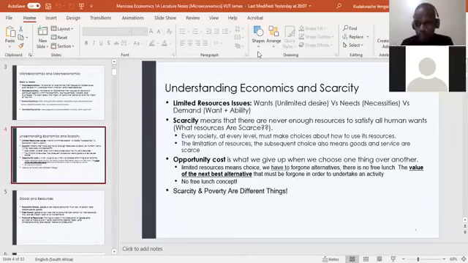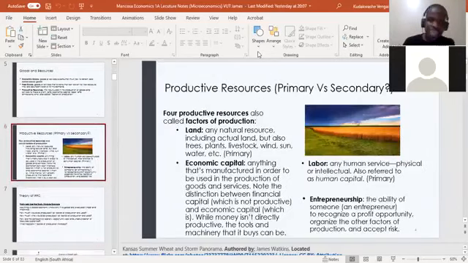The first resource is what we call land. The second resource is what we call economic capital. The third resource is labor. And the fourth resource is entrepreneurship.